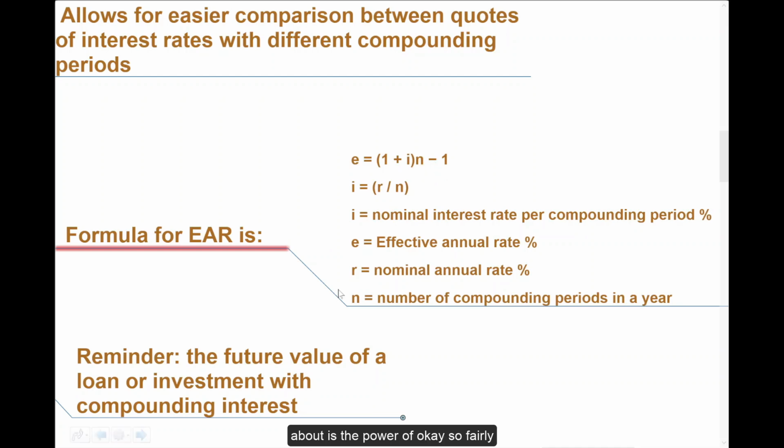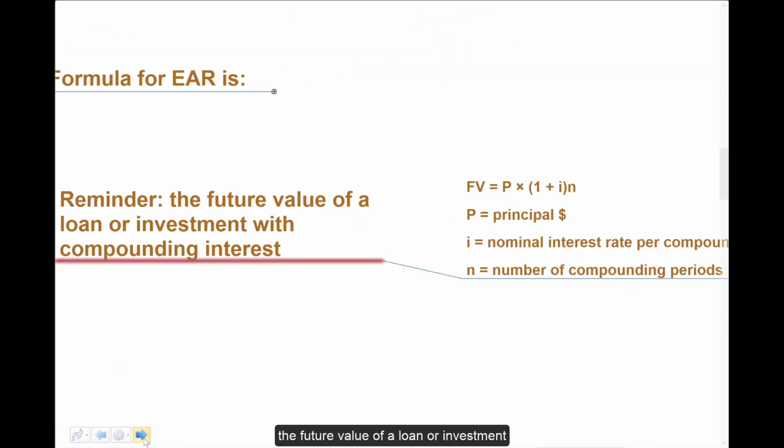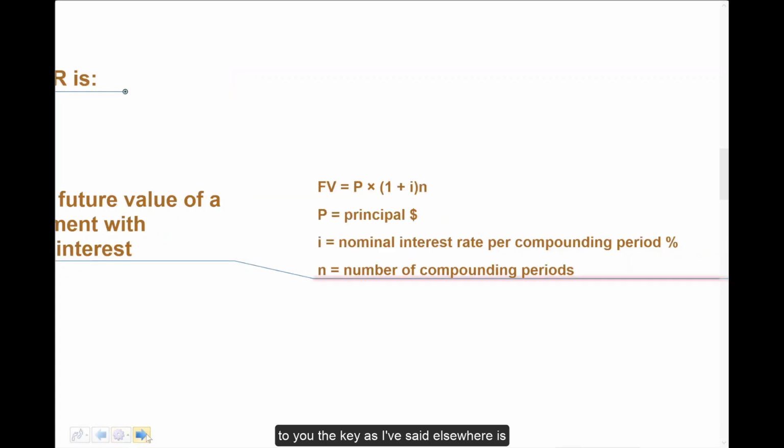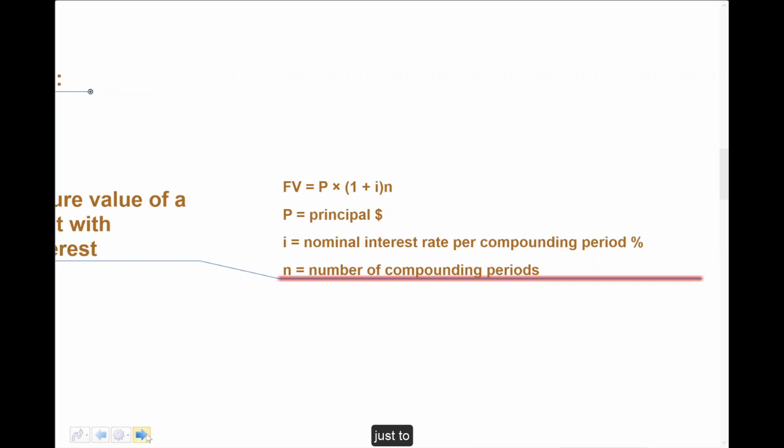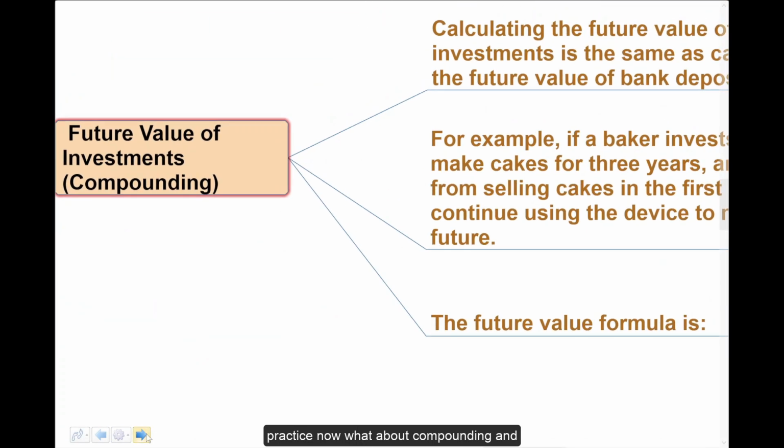Okay, so fairly straightforward. Just a quick reminder, the future value of a loan or investment with compounding is as follows, as we saw up top. So let's stop there for a second. Quite a few formulas. Some of them may appear a little bit fiddly or unusual to you. The key, as I've said elsewhere, is just to practice. Now, what about compounding and discounting?